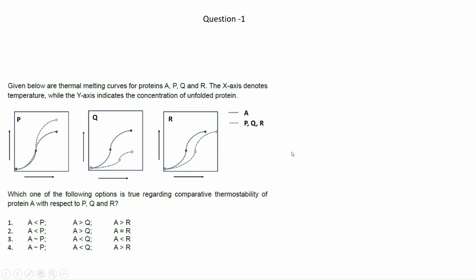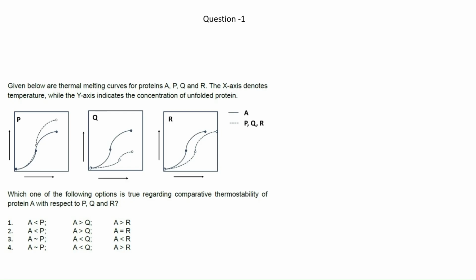Now, question 1. Given below are thermal melting curves for protein A, P, Q and R. The x-axis denotes temperature, y-axis indicates the concentration of the unfolded protein. Now in this curve, with increase in temperature, more and more of the protein will become unfolded. Now, which one of the following options is true regarding comparative thermostability of protein A with respect to P, Q and R?